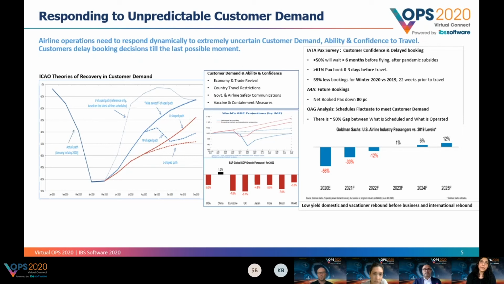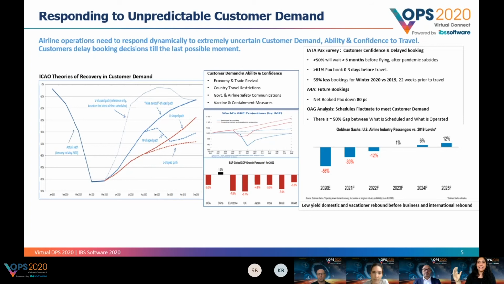But I was talking to somebody else in Europe, and they were saying it could be L-shaped. So it's still very unpredictable how things are going to come back. And you see that there's also a kind of linkage to how the world GDP is coming back. So if that's L-shaped, this could also be L-shaped. So that's a vicious circle, isn't it?